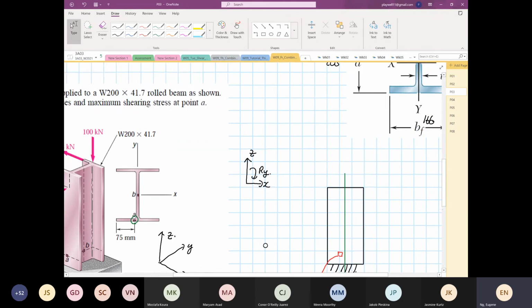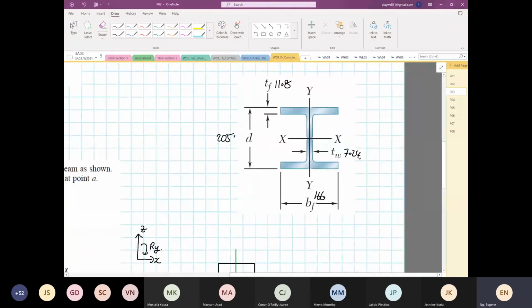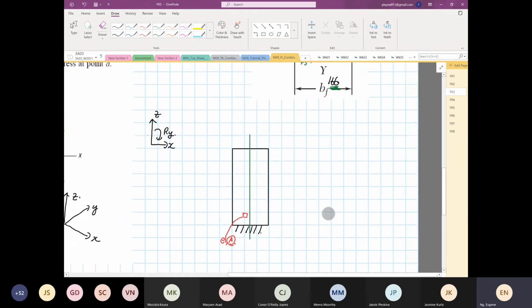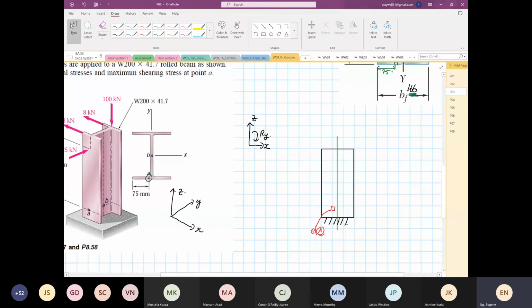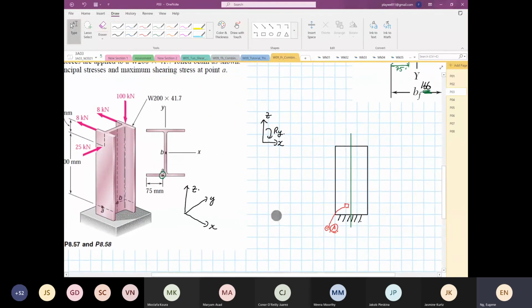Okay, and to check, the width BF is 166. So 75 is somewhere around here, right? Okay, so it's not exactly on the neutral axis. So that's what we identify. So next we put in our forces.